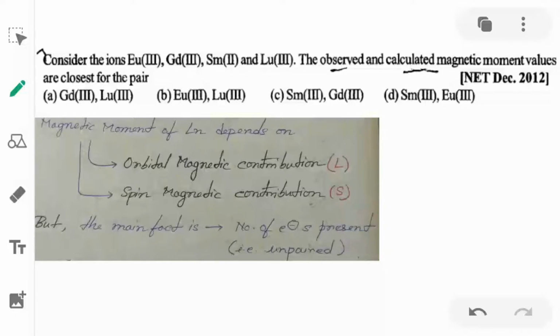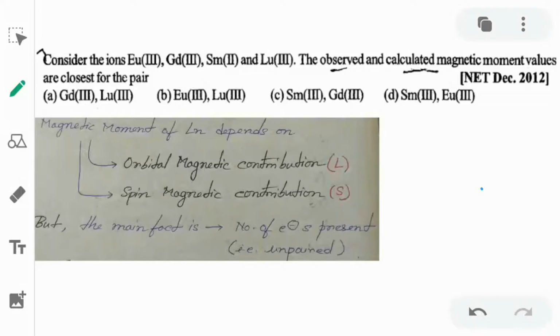I have already uploaded the part 1 question solve of previous year CSIR NET questions of the chapter Inner Transition Elements. I hope you can get lots of information from that video. Let's continue the next part.